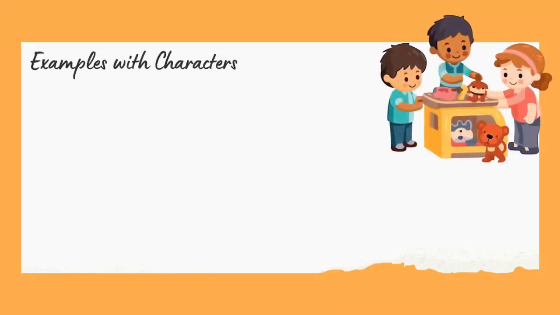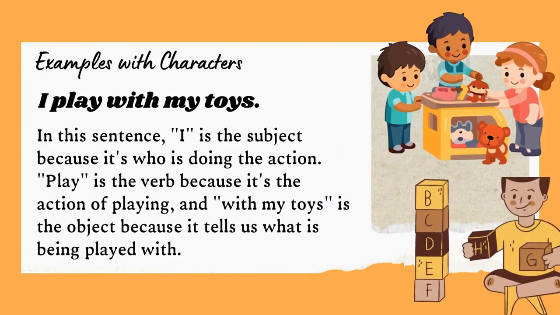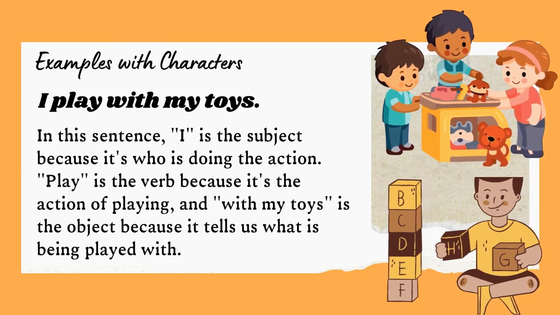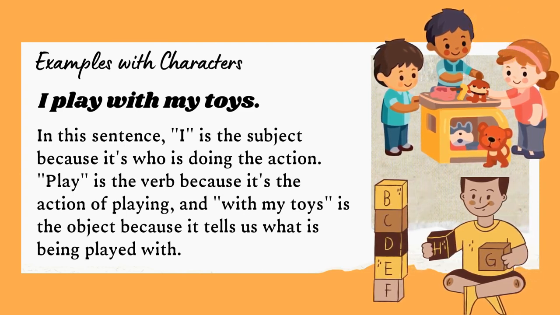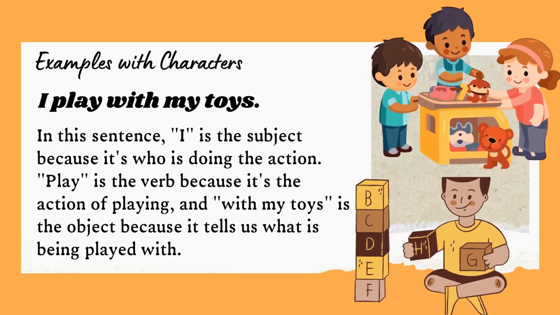Examples with characters. I play with my toys. In this sentence, I is the subject because it's who is doing the action. Play is the verb because it's the action of playing. And with my toys is the object because it tells us what is being played with.